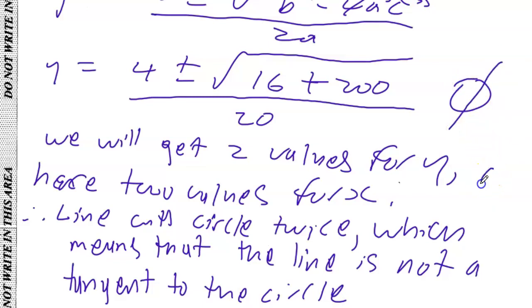A tangent would look something like this, where you have a circle and a line that just touches it once on the circumference. Alright? But because this line intersects the circle twice, the line cannot be a tangent.